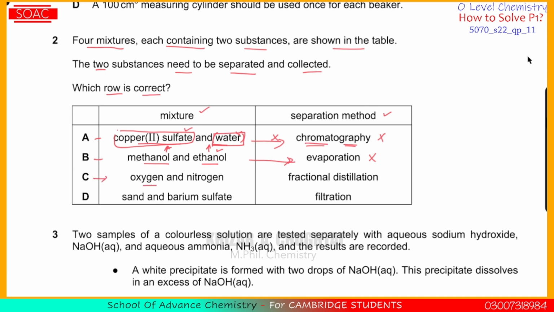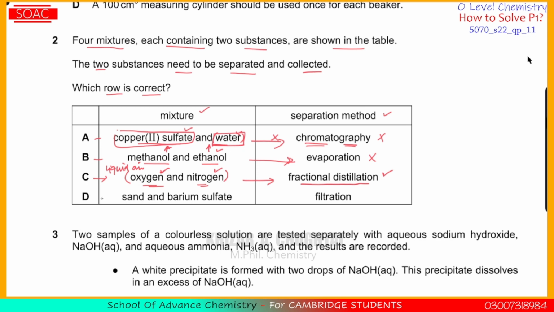Option C, oxygen and nitrogen with the help of fractional distillation. Yes, it is true, because in liquid air we have oxygen and nitrogen. So the liquid mixture of air containing oxygen and nitrogen can be separated by fractional distillation. Yes, it is true. Oxygen and nitrogen are separated by fractional distillation. It's a fact, so C is the correct option.